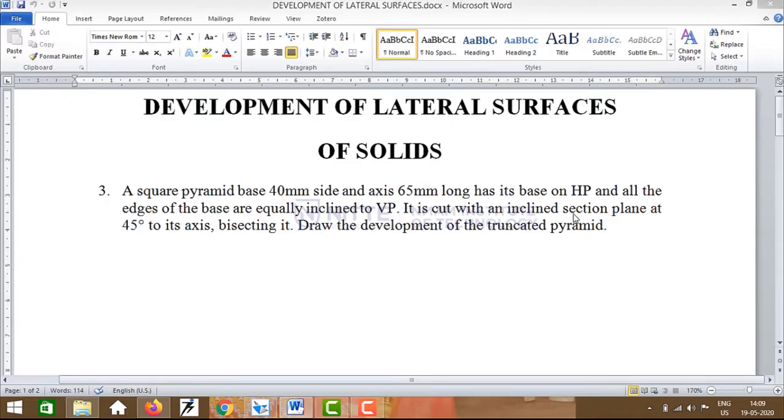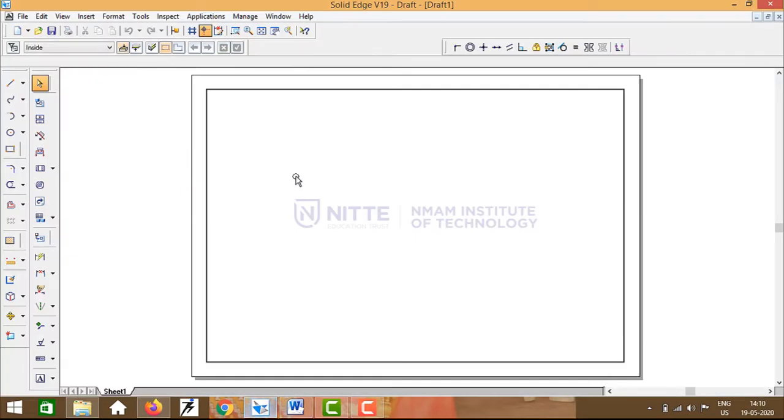Okay, and it is cut with the inclined section plane at 45 degree to the axis, and bisecting it. So bisecting means the total height is 65 millimeter, so the section plane passes through at a height of 65 by 2, that is 32.5 millimeter, making an angle of 45 degree to the axis. So let's draw this square pyramid first in the orthographic projection, and then we will look into the section plane, and then we will see how to do the development. So we'll go for the software.